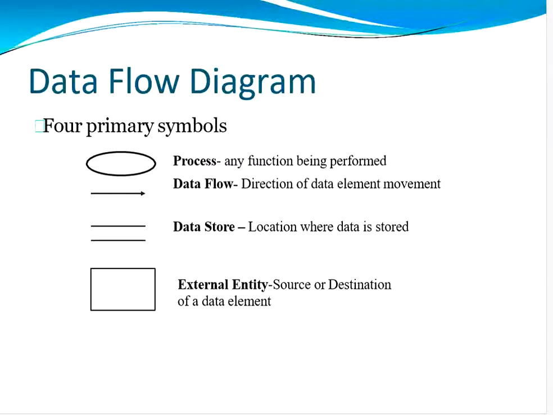The first one is the process. It shows which type of function is being performed. The second symbol is the data flow. It shows the direction of the data element by using this symbol. Whenever we see this symbol in the data flow diagram, we have to identify it as the data store. It is the location where the data is stored. And the last symbol used by the data flow diagram is the external entity. This symbol is the rectangular box, which shows the source or destination of the data element. So this is about the three models of the OMT.